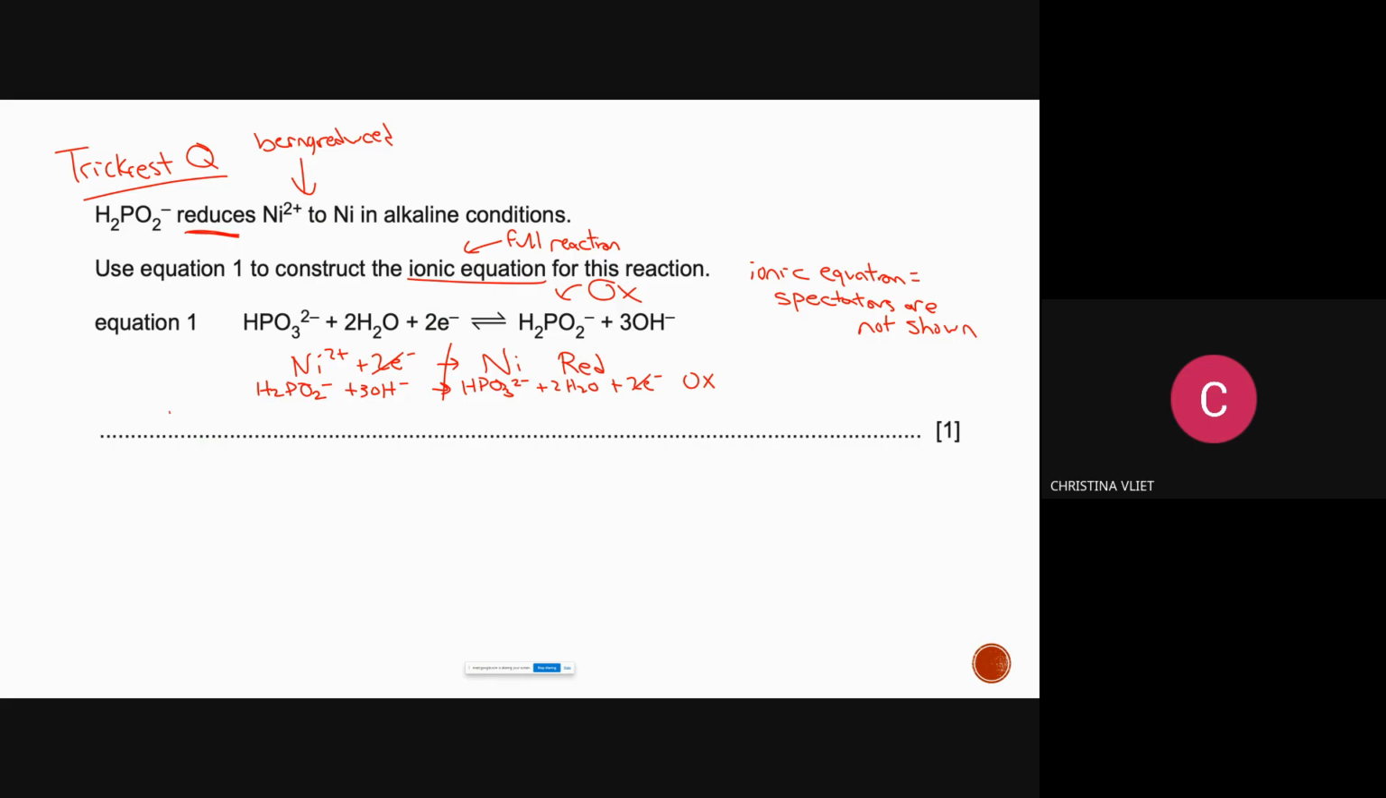So this would be nickel 2 plus, H2PO2 minus plus 3OH minus goes to nickel plus HPO32 minus plus 2 waters. And if you write 1 single charge missing or wrong, the whole thing is wrong, and this is worth a single mark. This is probably the trickiest question of this spell work, I would say. Well, some of you got it right on first attempt, so pat yourself on the back. You did. You got it right on first attempt.